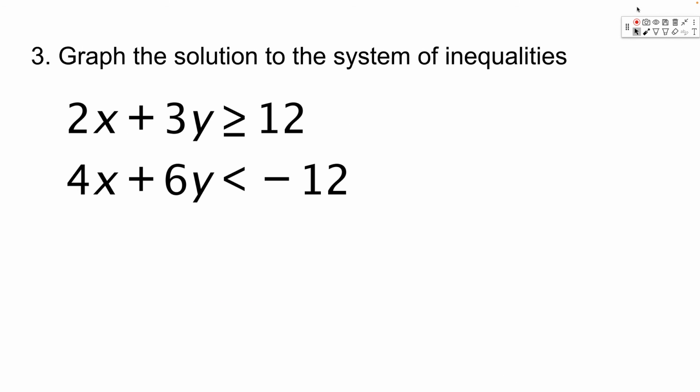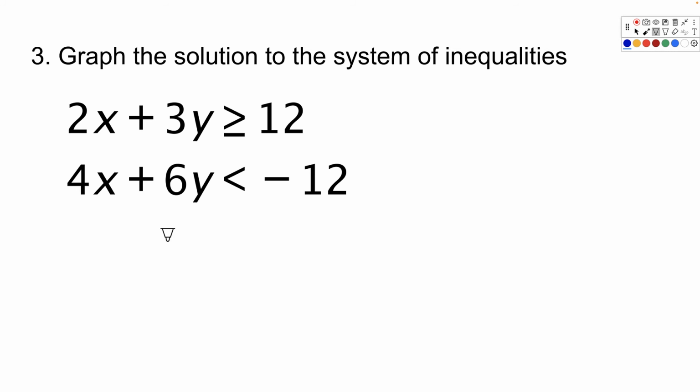For our third example, we're going to graph the solution to the system of inequalities 2x plus 3y is greater than or equal to 12, and 4x plus 6y is less than -12. Now, before we can enter these on our graphing calculator, we have to first isolate y for both of these inequalities. So let's do that first.